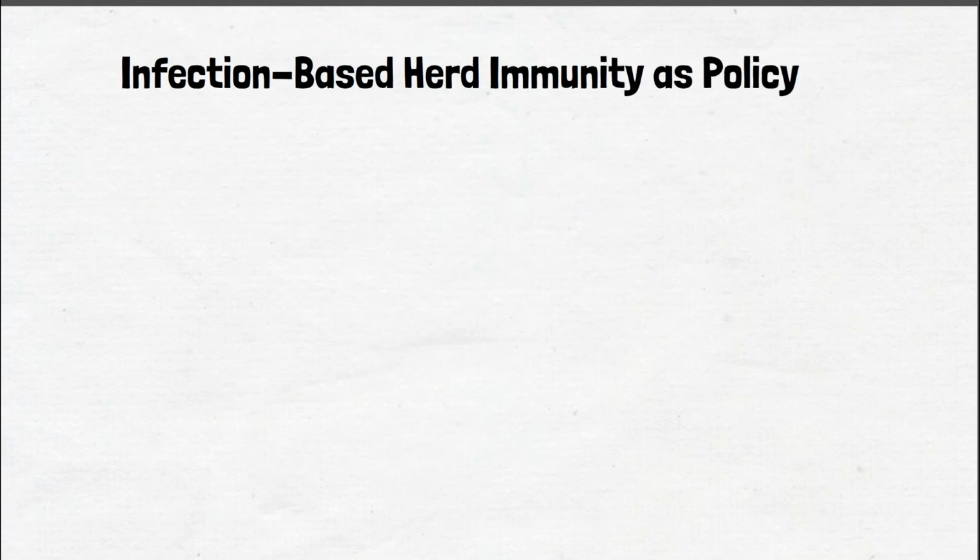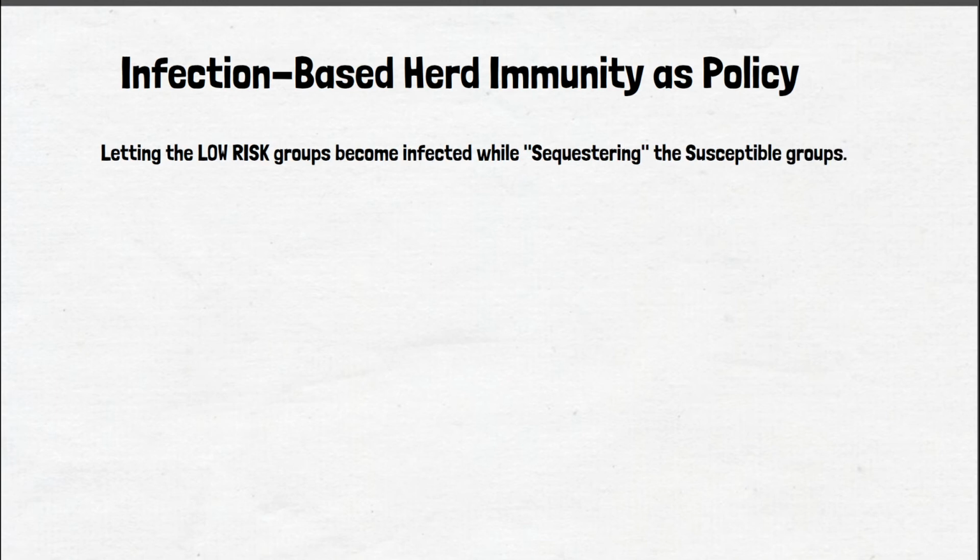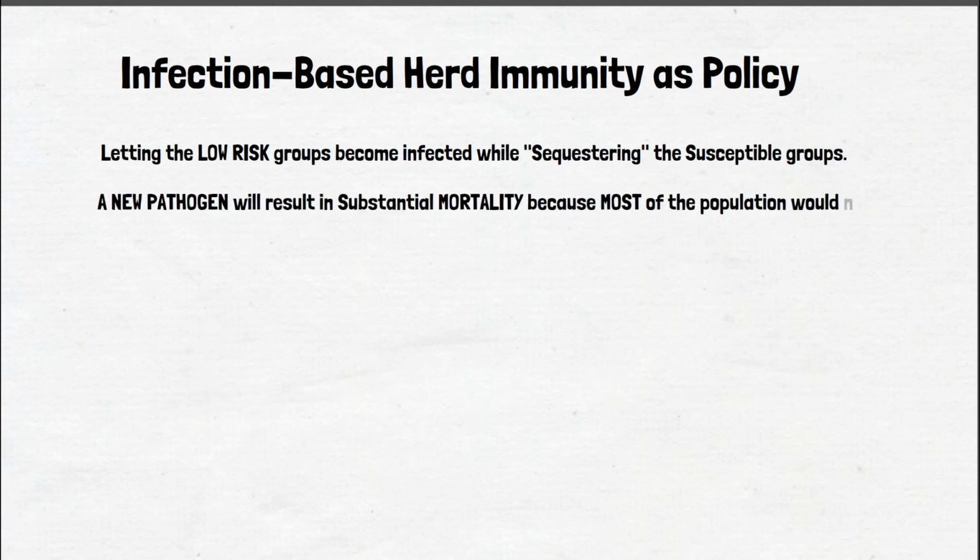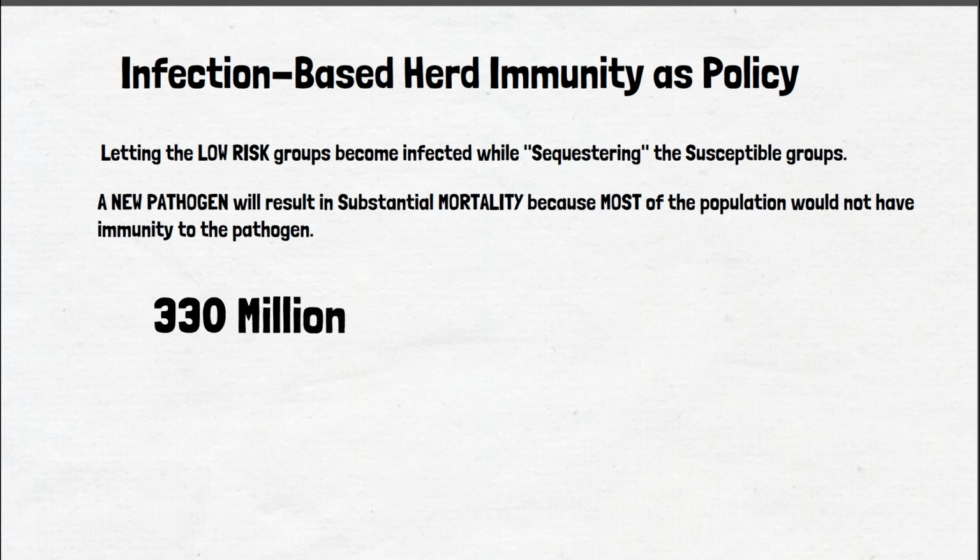There was also talk about infection-based herd immunity as a policy. For example, letting the low-risk groups become infected while sequestering the susceptible groups. But unfortunately, this had a lot of risks. For example, a new pathogen will result in substantial mortality because most, if not all, of the population would not have immunity to the pathogen. Sequestering the high-risk populations is impractical because infections that initially transmit in low mortality populations can spread to high mortality populations.